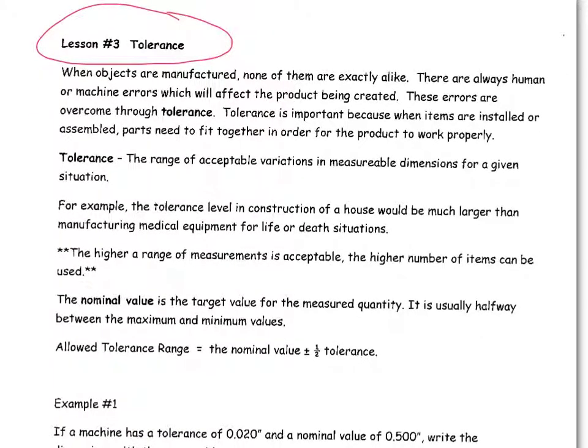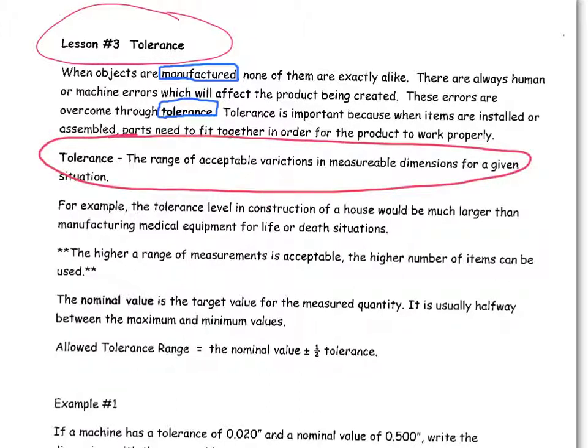Well, I'm going to read through the top part of the document. When objects are manufactured, when you build stuff, none of them are exactly alike. Okay? There are always human or machine errors which will affect the product being created. These errors are overcome through something called tolerance. Tolerance is important because when items are installed or assembled, parts need to fit together in order for the product to work properly. Okay, so tolerance is defined as follows, and this is what we need to circle here.